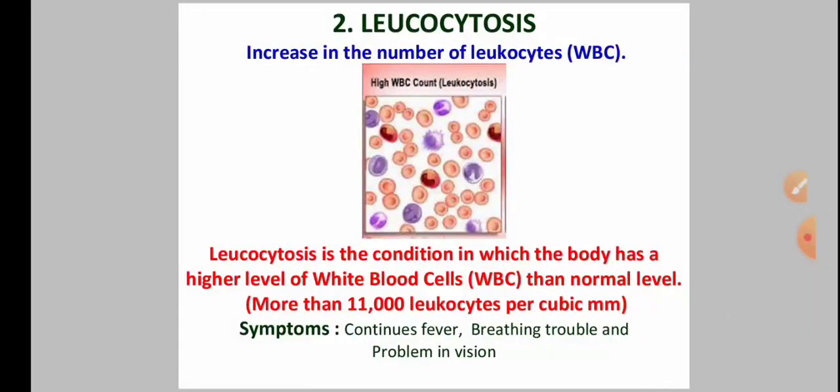Second disorder is leukocytosis. Leukocytosis is a condition in which the body has a higher level of white blood cells than normal level. What are the symptoms? Continuous fever, breathing trouble, and problem in vision.